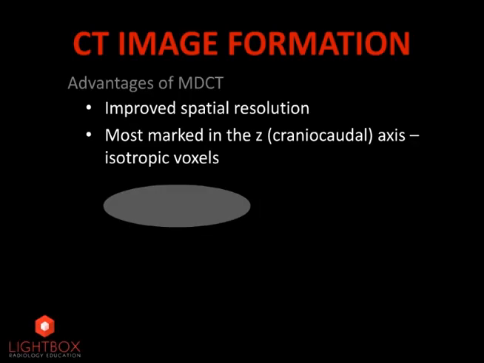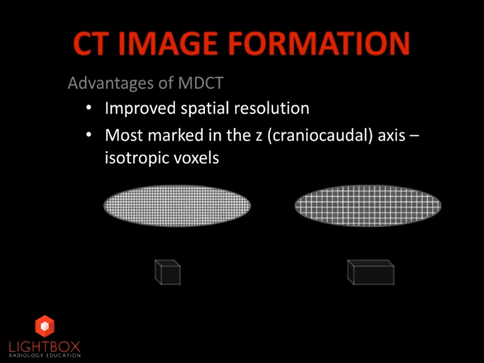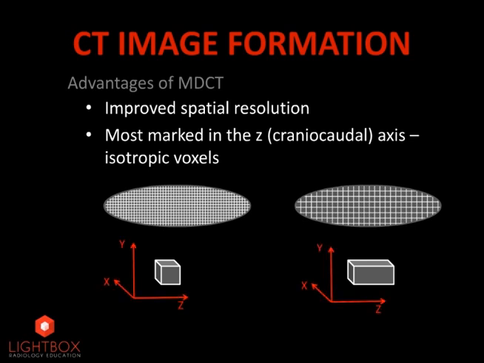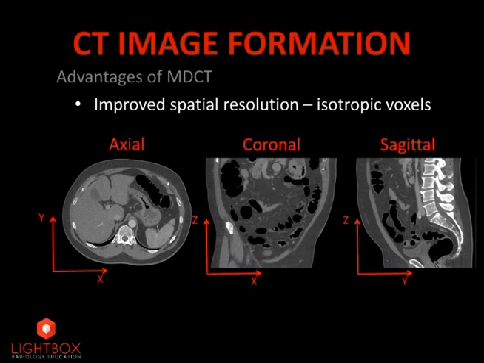There are several advantages of a multi-detector CT. The first advantage is improved spatial resolution. With an increased number of detectors, voxel size becomes smaller, resulting in improved detail. This becomes most apparent in the craniocaudal or Z-axis for reconstructions in the coronal or sagittal plane. When there is no loss of spatial resolution for reconstructions in any plane, the voxels are referred to as isotropic.